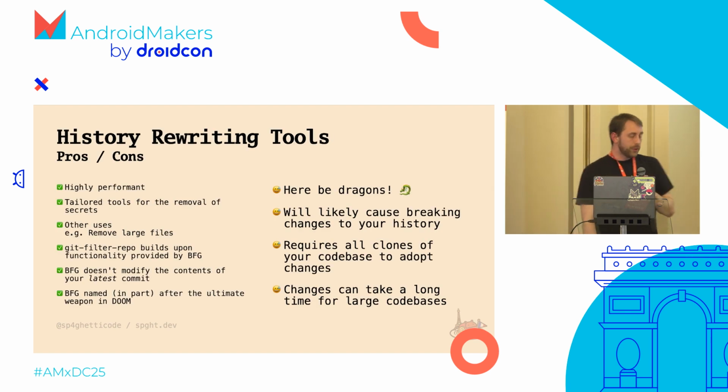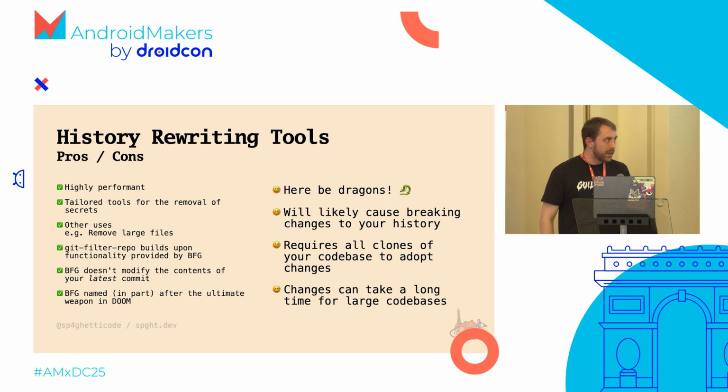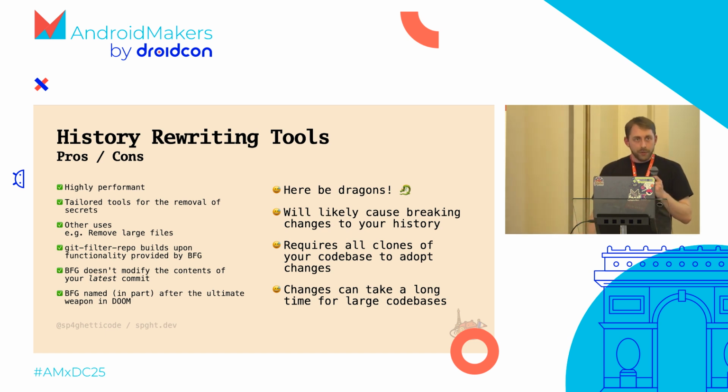So let's talk about the pros and cons of rewriting history. The pros are, it is highly performant. The two community tools are written with this kind of use case in mind, so it's a lot more performant than git filter repo. And it is tailored to, like I say, remove secrets. There are other uses for these tools.